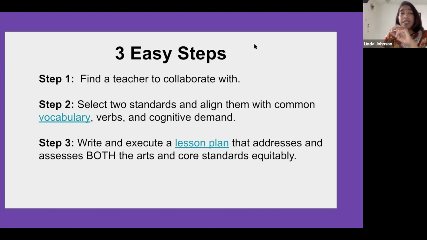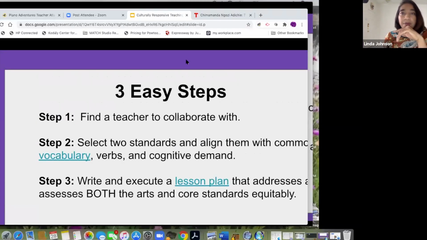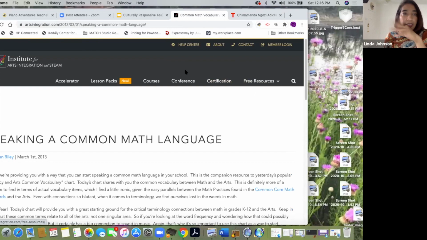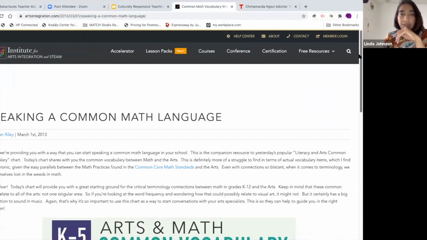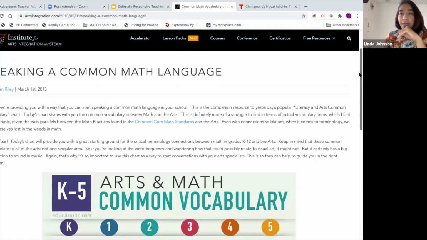Then what you have to do is select two standards and align them with common vocabulary, with verbs and cognitive demand. And that's the hardest part. So I've hyperlinked this vocabulary thing here, and see what happens. This is from the Institute for Arts Integration and STEAM. It's a pretty old article, but I found this.